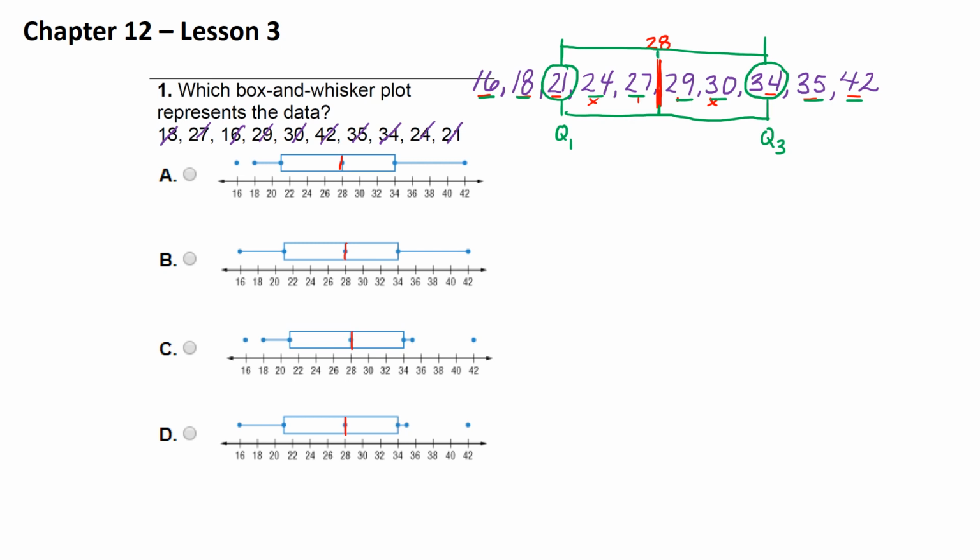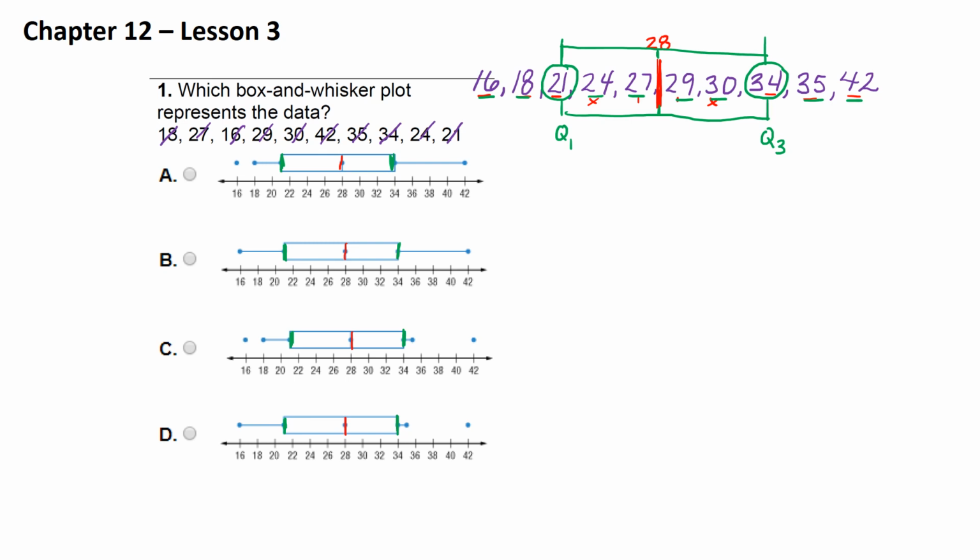So quartile 1 needs to be 21, and quartile 1 is 21 in all of the graphs. Quartile 3 is 34, so for all of them, we have 34 for quartile 3. Okay. So all of the boxes match. The only thing that's different are the whiskers.